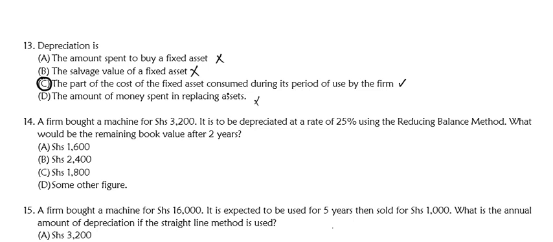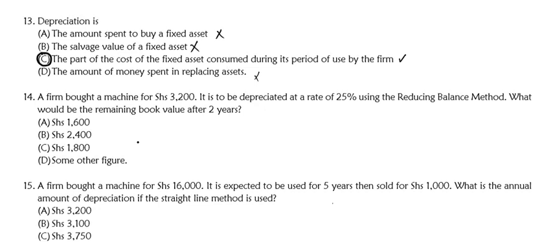So depreciation: as the business is using that fixed asset, at the end of each year, there will be that part of the cost of the asset that they are consuming. So it's that part of the cost of the fixed asset that is consumed during its period of use by the business. That is depreciation.